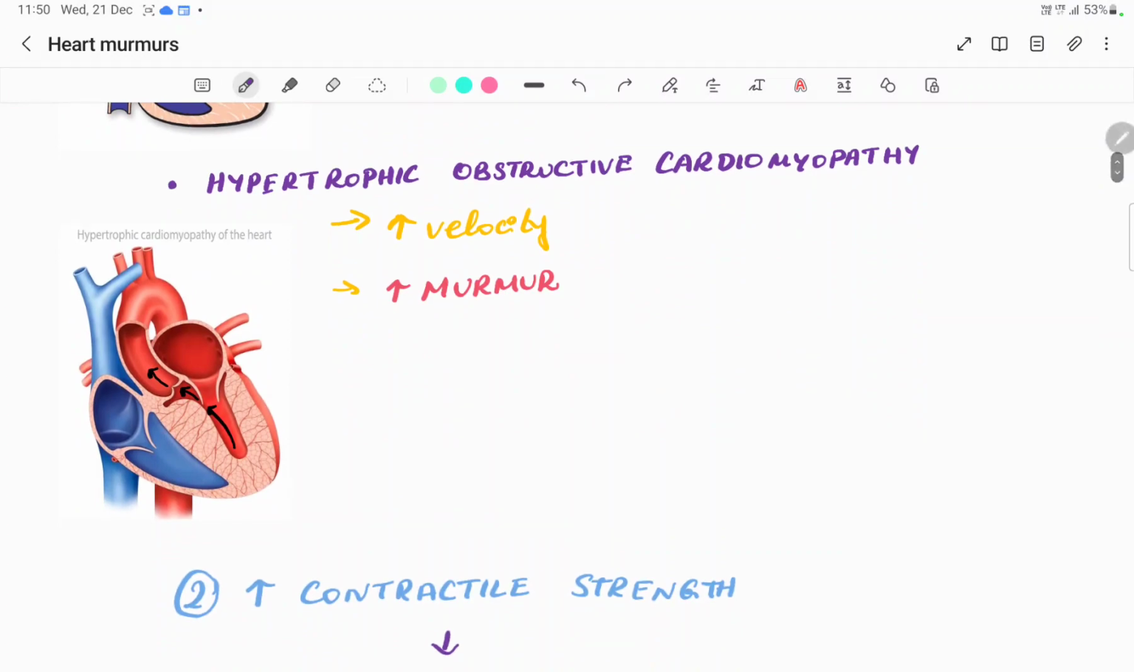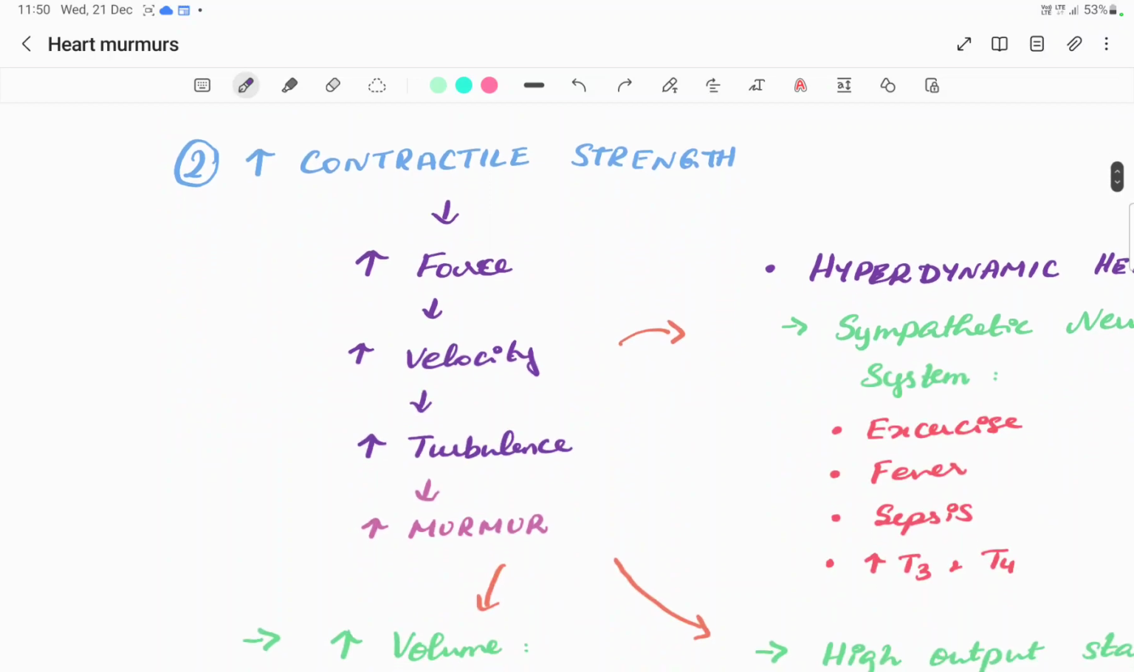In hypertrophic obstructive cardiomyopathy also, there is going to be an obstruction in the flow, and that is like a decrease in the diameter. So again, an increase in the velocity. So that was about a decrease in diameter causing an increase in velocity. What was the second cause? The second cause was an increase in the contractile strength. So basically the contractile strength is going to increase when there is an increase in force. That increase in force is going to cause an increase in velocity, thereby increasing the intensity of the murmur.